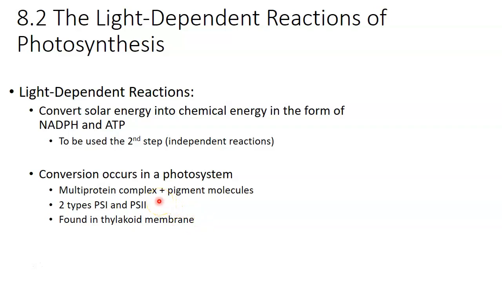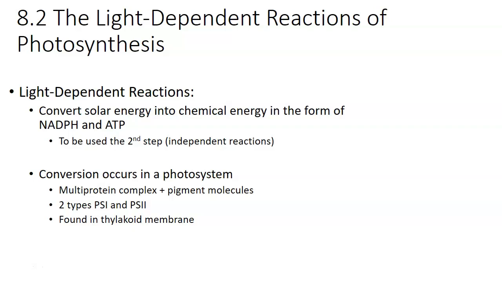Those proteins are really multi-protein complexes that are going to be associated with chlorophyll A, chlorophyll B, and carotenoids, so those pigment molecules. There are actually two types of these multi-protein complex systems found in the thylakoid membranes, and they're very nicely named photosystem 1 and photosystem 2. Now, the 1 and 2 refers to when they were discovered. So photosystem 1 was discovered first, and photosystem 2 was discovered second.